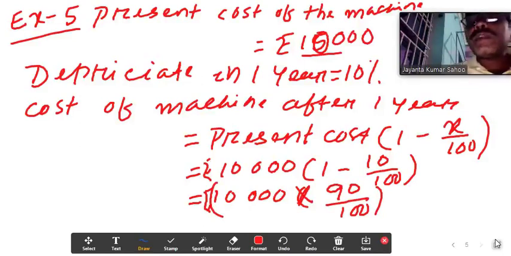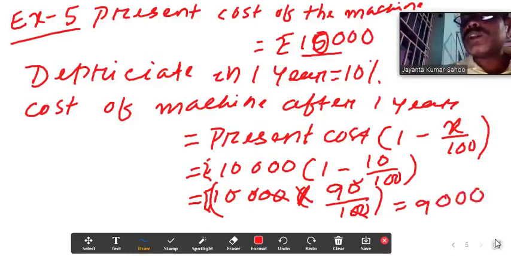Now these zeros cancelled, equal to 9, and how many zeros are there? 1, 2, 3 zeros are here, that is 9,000 rupees. Cost of the machine after 1 year. But it is not finished, there is part 2 given, that after 2 years, that means cost of the machine after 2 years, how much will it be?